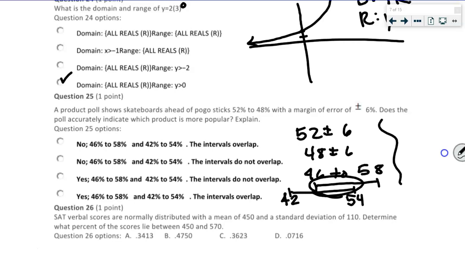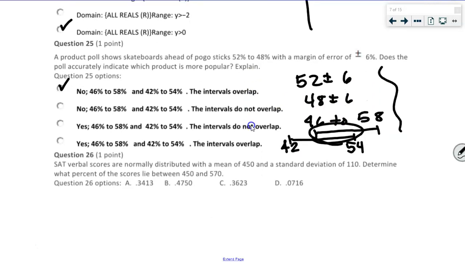And because they overlap, this is not conclusive. It's not accurate because they overlap, okay? So if they overlap, it's not accurate. If they do not overlap, it is accurate.